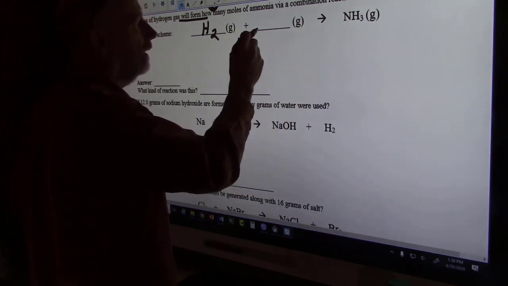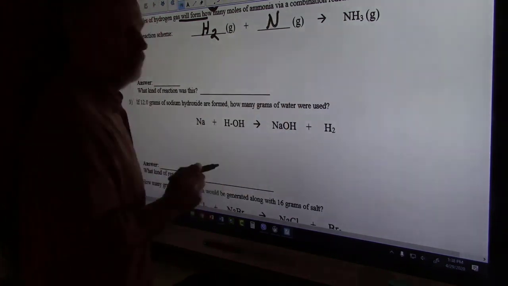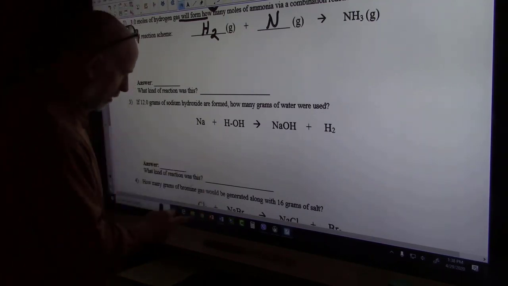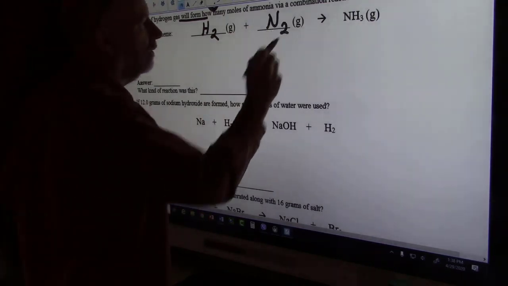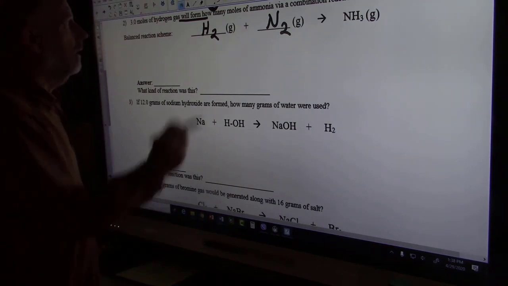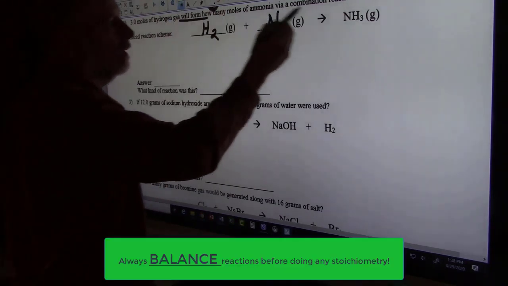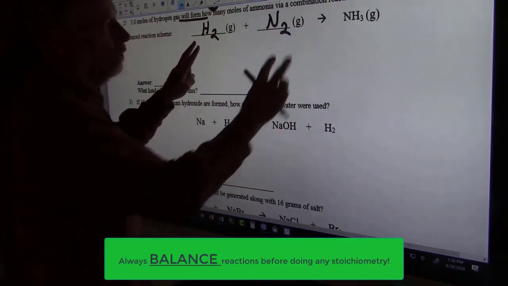Oh, so what would be over here? It's got to be N, right? Wait, is N one of the lucky 7? Sure is. Take a look. It's N2. So that's our skeleton reaction. Let us balance it. 2 H's, 3 H's. Uh-oh. Sets of 2, sets of 3.